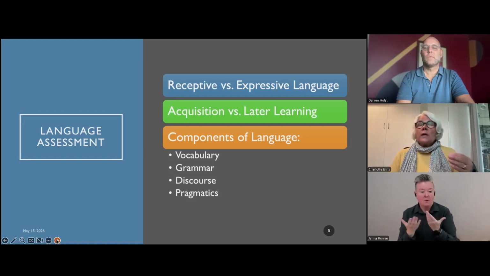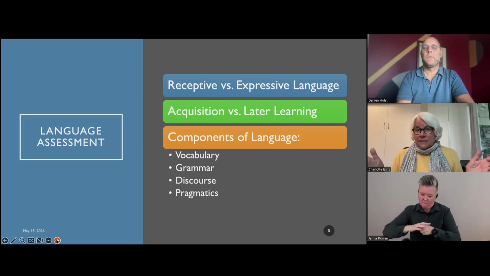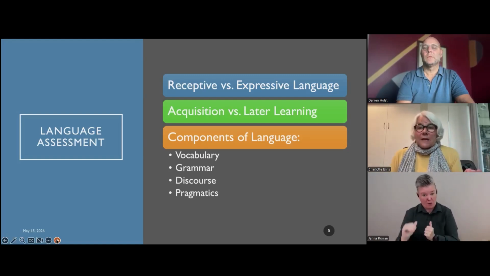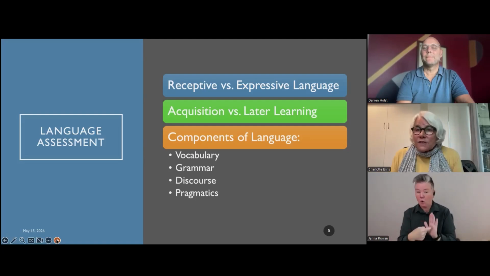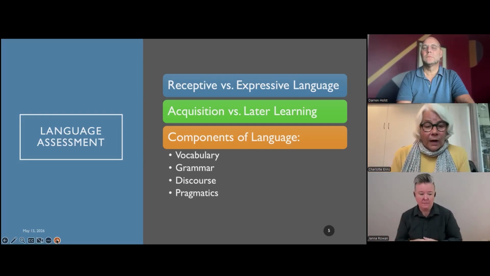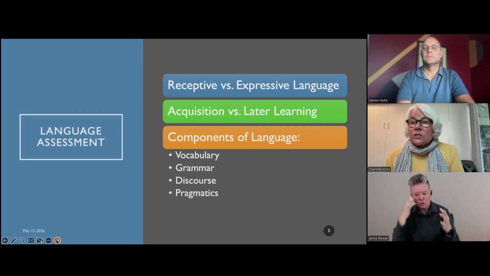So when you're doing a full assessment of a child, the ASL Receptive Skills Test is only going to tell you about their understanding of ASL grammar. Okay, so be aware of that when you're determining which test to use.